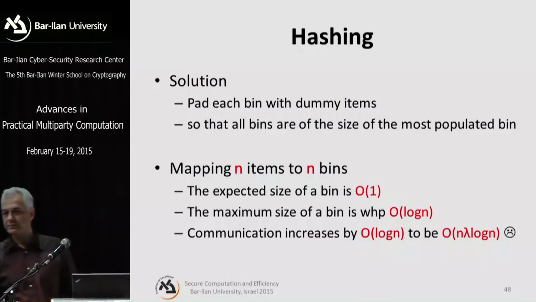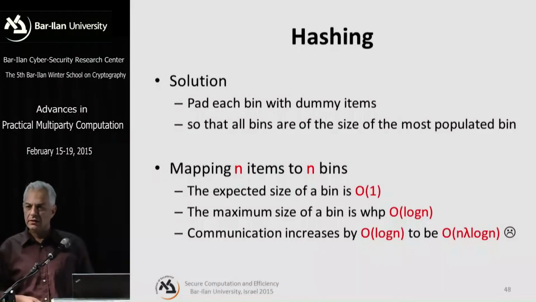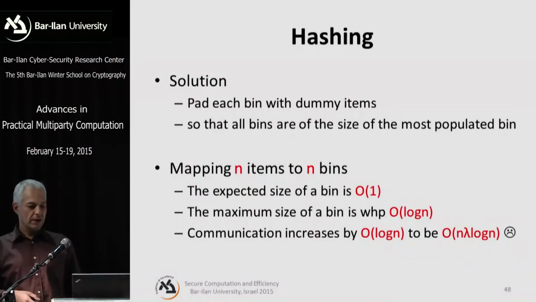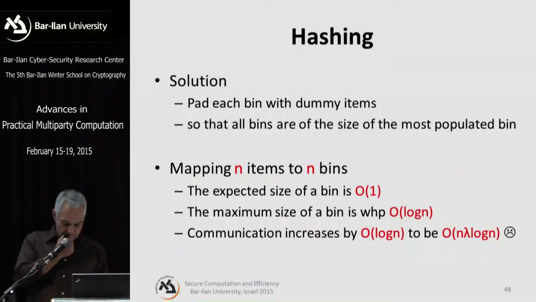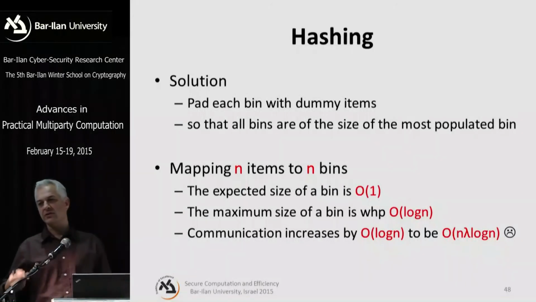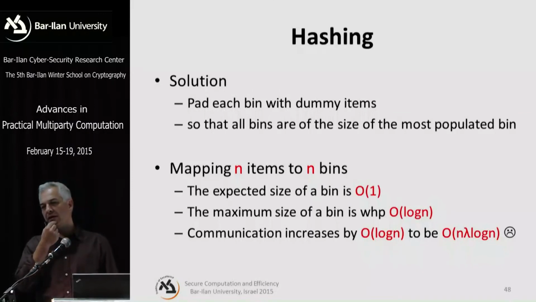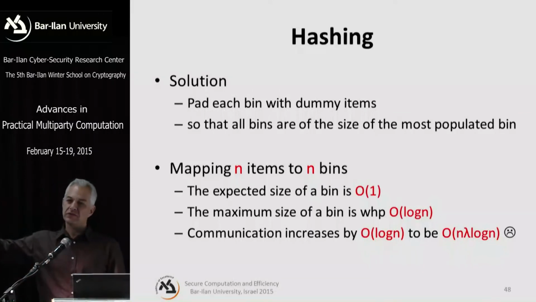Yeah? Why isn't it log squared then? Because you can do many equality checks. Why is it log? Why isn't it log squared, if you have to compare 2 bins of size log n? Because the communication is not quadratic in the number of items mapped to the bin. It's only linear because you don't have to send a value for each of the OTs. You just send the seed, and from that you generate all the values.